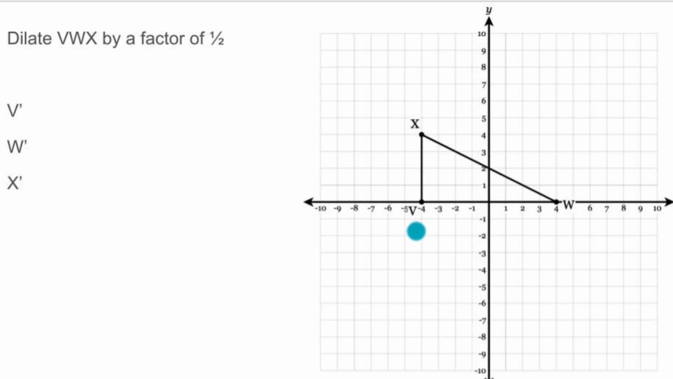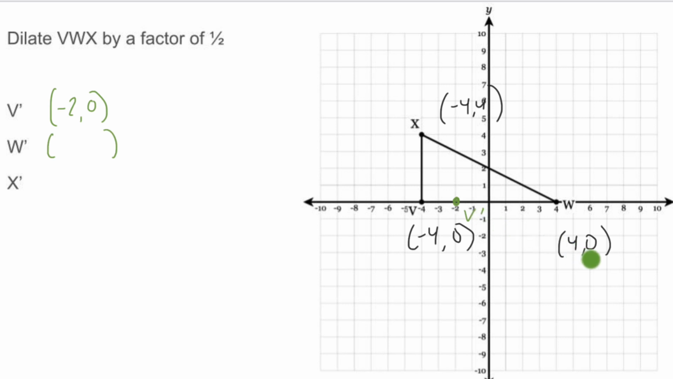So what we're going to do here is take a triangle VWX, and we're going to dilate it by a factor of 1/2. So since 1/2 is less than 1, obviously this will be a reduction. So what we're going to do is take every single coordinate and multiply it by 1/2. So we're going to start with V. So V is -4, 0. -4 times 1/2 is -2. 0 times 1/2 is 0. So V prime will be at -2, 0.